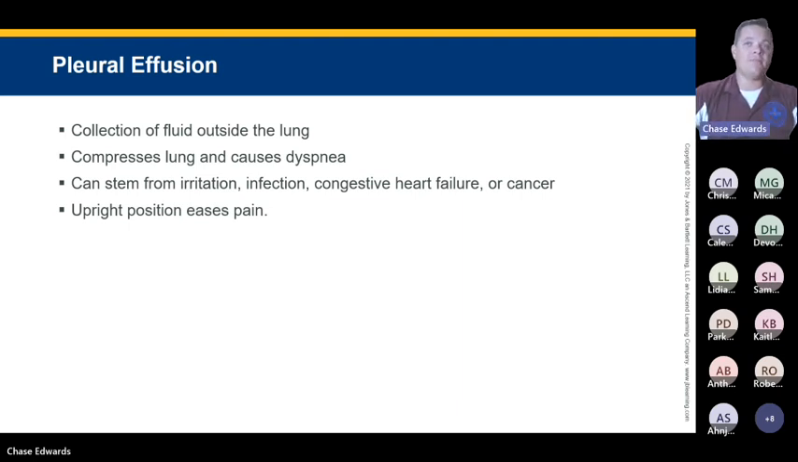All right, moving on. Pleural effusion. Pleural effusion is a collection of fluid outside of the lung. It compresses the lung and causes dyspnea. It can be caused by an irritation, an infection, congestive heart failure, or cancer as well.